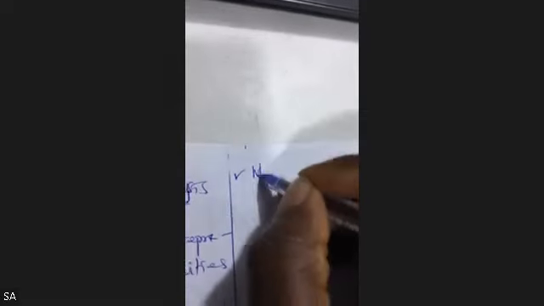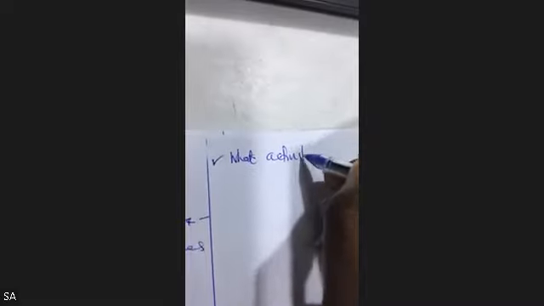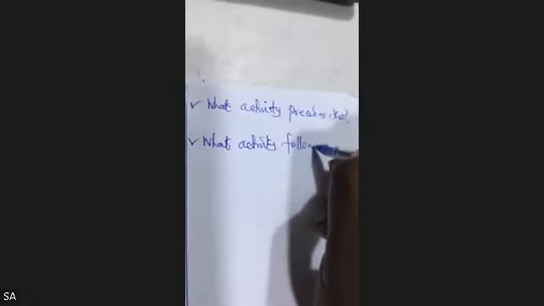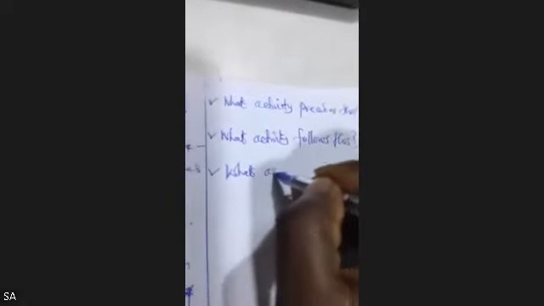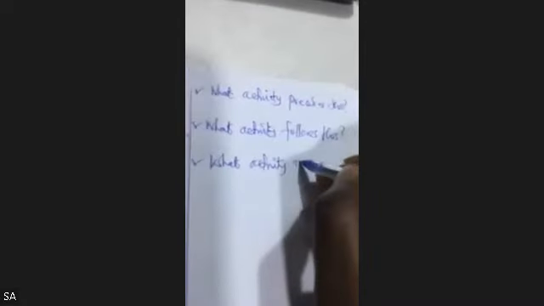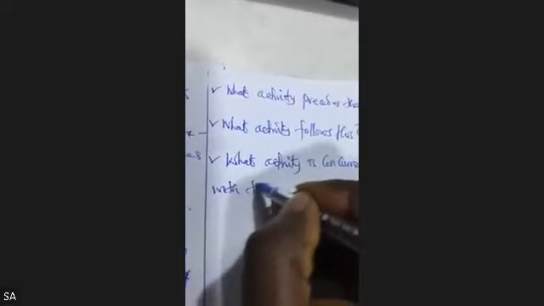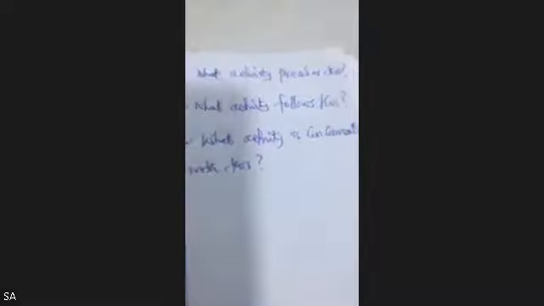Next, ask yourself, what activity precedes this? Ask what activity follows this? And then the last one, ask yourself what activity is concurrent with this? Because the truth is some activities are serially linked, and we're going to be seeing that very soon.